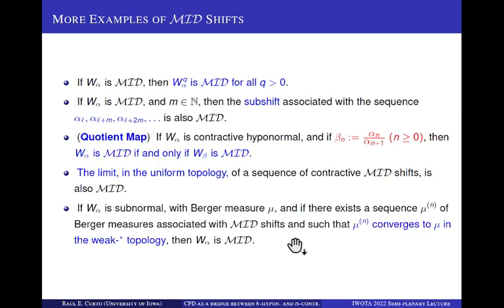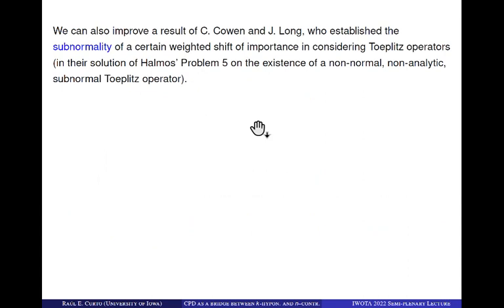And if W is subnormal with Berger measure mu, and if there exists a sequence of Berger measures associated with MID shifts that converge to mu in the weak star topology, then the limit is also MID. So all of those are good things about MID shifts. In particular, the quotient map has a lot of applications.